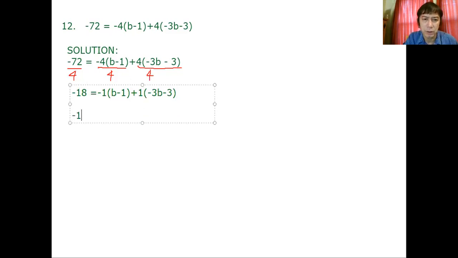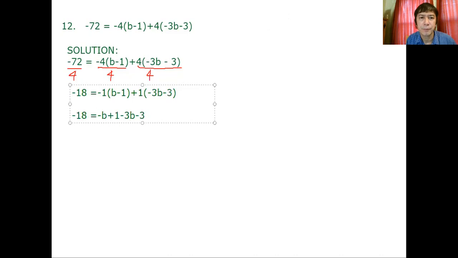It is now negative 18 for the left side. And then for the right side, you simply distribute this negative 1 to these two. So negative 1 times b is negative 1b, or simply negative b. And here, negative 1 times negative 1 is plus 1, that's the product of the two negative numbers. Now here is a positive 1. Positive 1 times negative 3b is a negative 3b. And finally, positive 1 times negative 3 is minus 3.